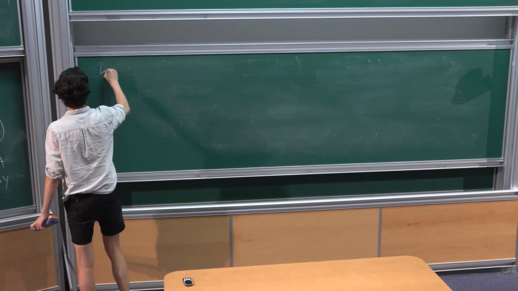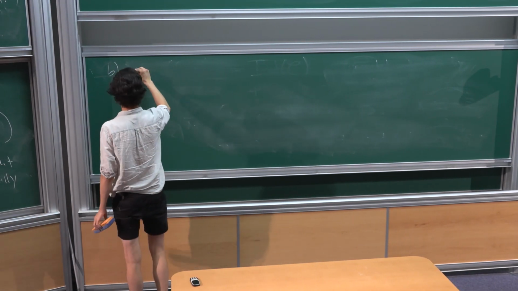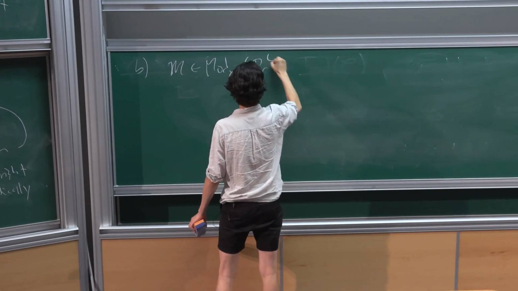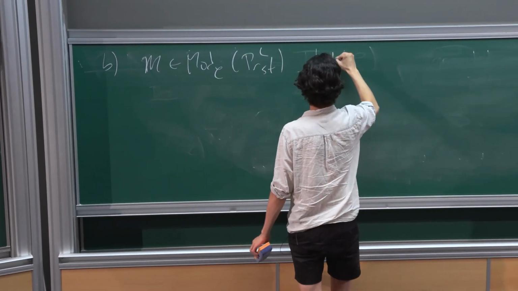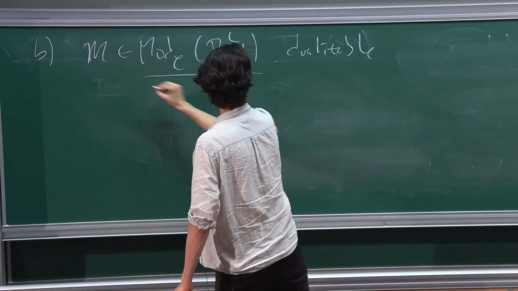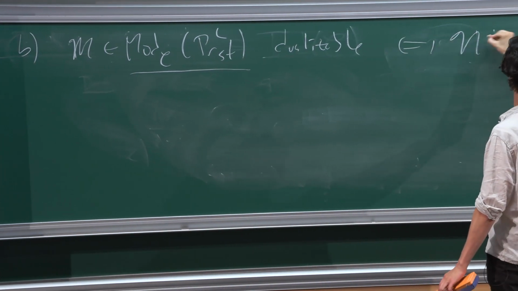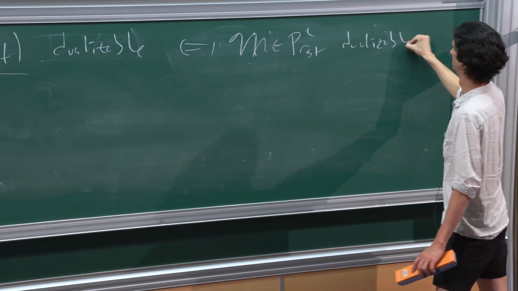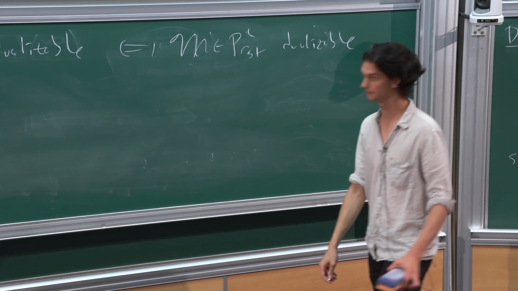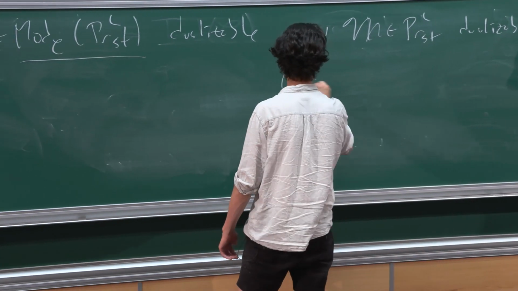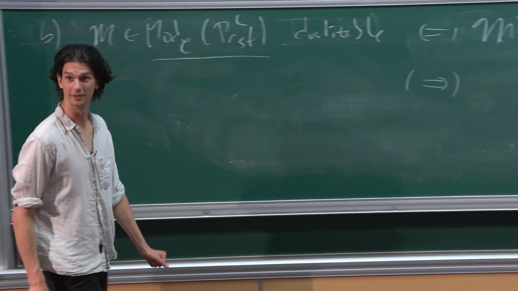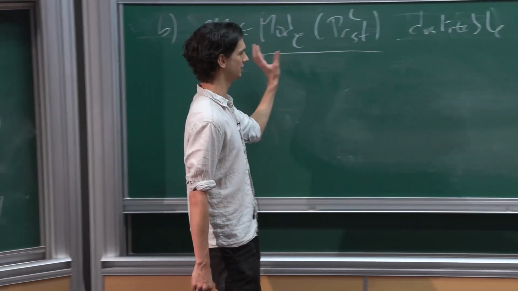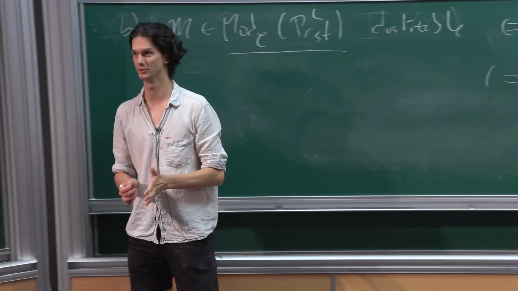And B, an object M in Mod_C(PrL stable) is dualizable in this world if and only if M viewed as just an object in PrL stable is dualizable. And it's in particular this direction that's interesting, believe it or not, that if you build a dualizable object in the C-linear world, then its underlying category is automatically dualizable.